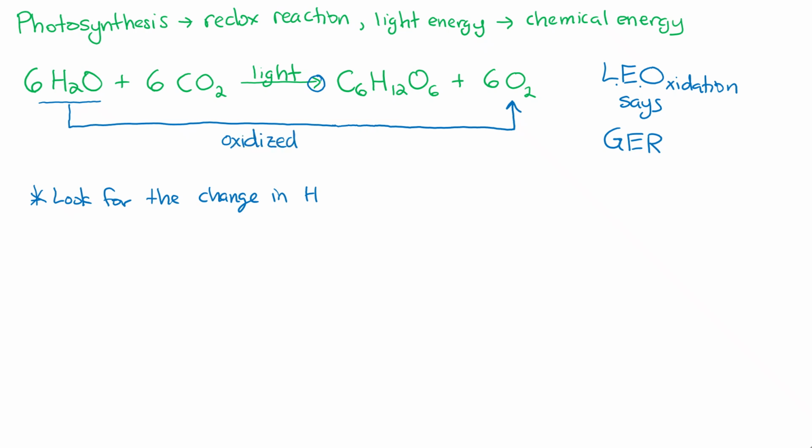And then gaining electrons is reduction. So I'm going to look for the same change. This one doesn't have an H. This one has an H. So going from no H to H is reduction, or it got reduced. The H represents the electron. So that's an easy way to quickly determine what is oxidized and what is reduced.